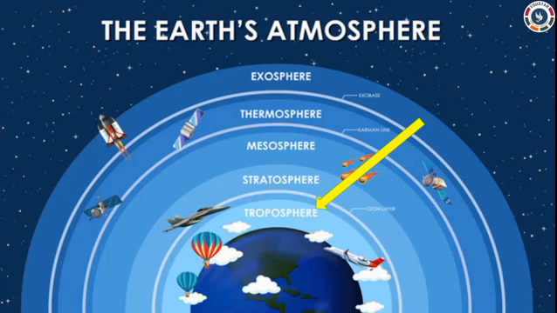First we are going to see about the troposphere. Troposphere is the first layer of the atmosphere that lies just above the Earth's surface. It contains the air that we breathe. It has a maximum amount of air. Most of the clouds are in this layer. All changes in the weather occur in this layer.